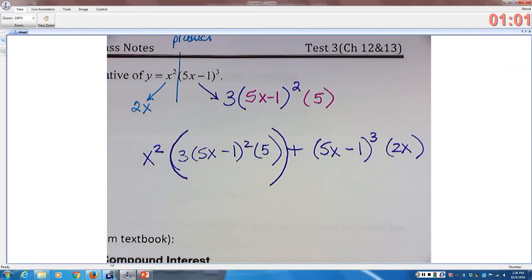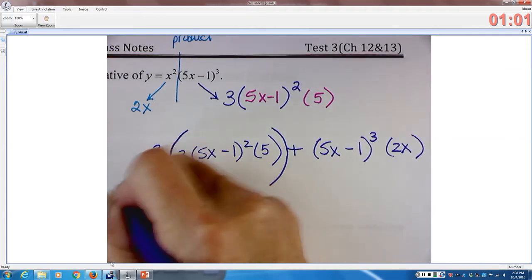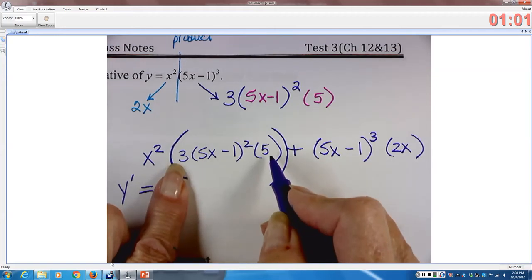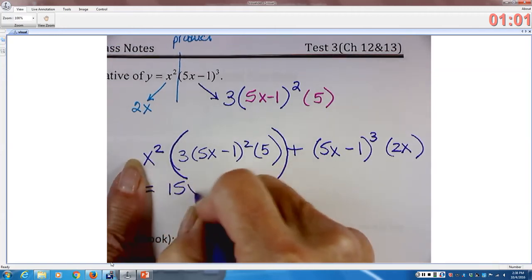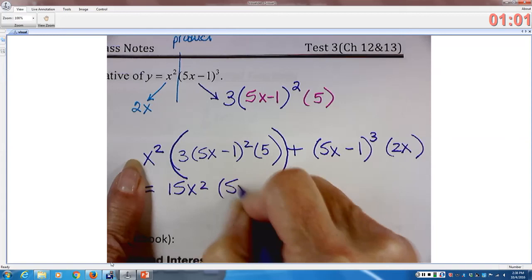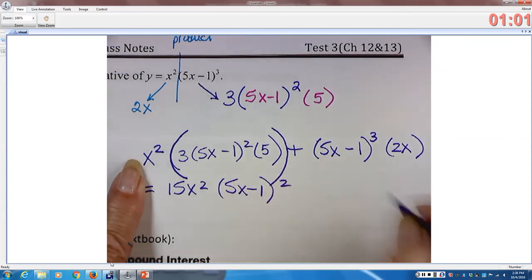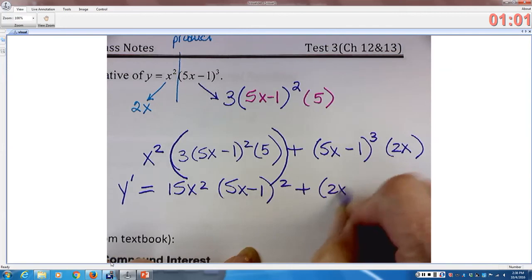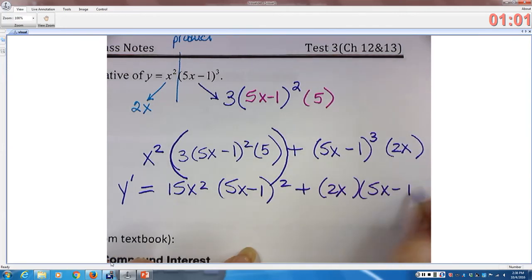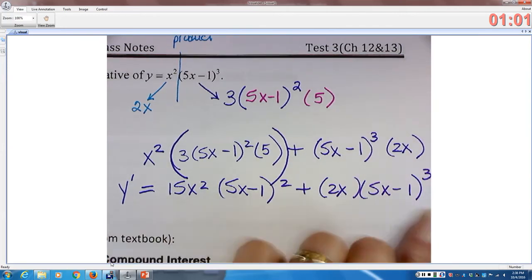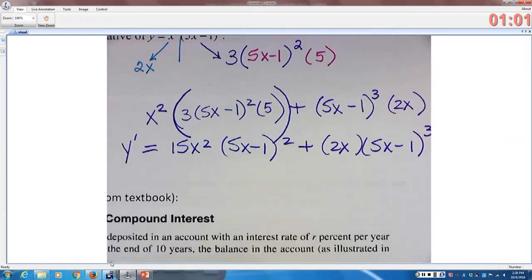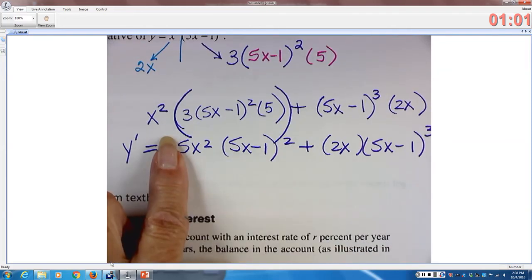Now, if you want to clean it up, yes, you can. If you wanted to clean this up and find y prime in a nicer form, 5 times 3 is 15, times x squared is 15x squared, times 5x minus 1 squared, plus 2x times 5x minus 1 cubed. Now that's as far as I would go. That's as far as I would ever go myself, and I'd be probably happy if you just went that far.